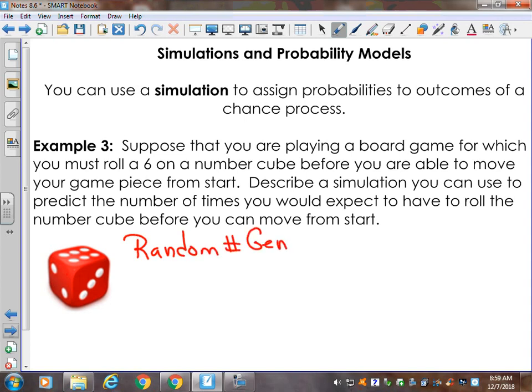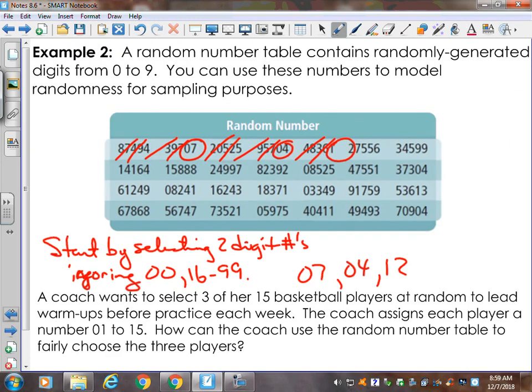A random number generator basically makes one of these tables like we had on the previous screen. Let's go back. So when you look at this random number table, if I'm running numbers that are only 1 to 6, then I have to exclude 0. I have to ignore 7 through 9. So the first one I'll get would be a 4.